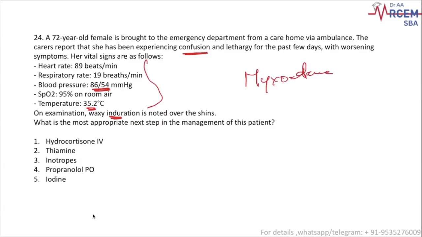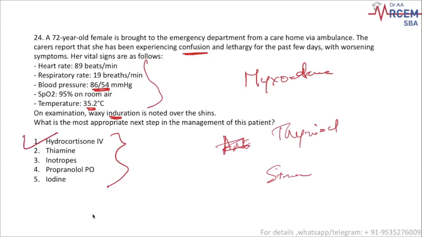What is the treatment for myxedema coma? Thyroid hormones, what needs to be given? There is no mention of thyroid hormones here. So the next step is to give the steroids. The first steroid is hydrocortisone given intravenously. So the right option here is the first one.